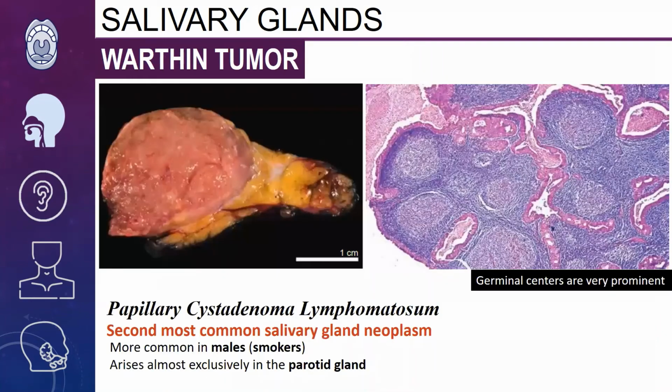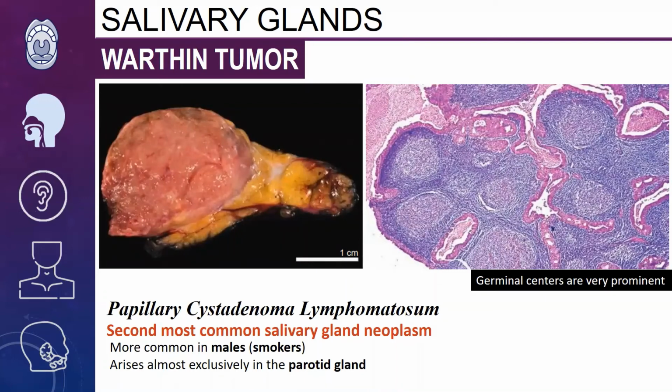Next is Warthin tumors. These tumors are much more common in males, with high prevalence seen in smokers. The Warthin tumor is the second most common salivary gland neoplasm. It is unique in the sense that it arises almost exclusively in the parotid gland. Most Warthin tumors are unifocal, but 10% are multifocal and 10% are bilateral.